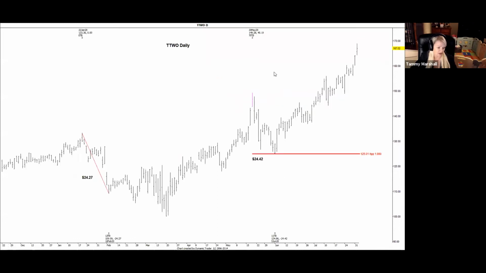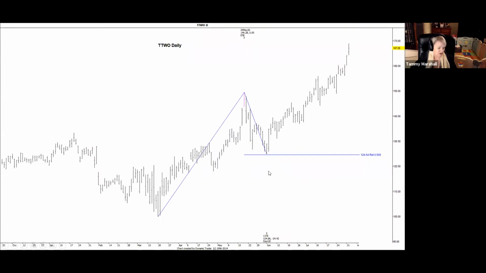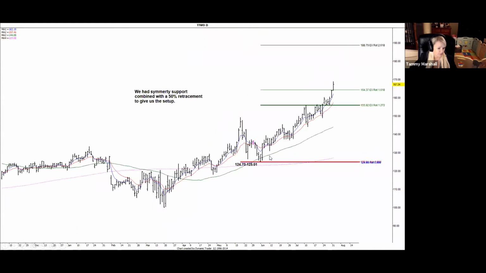Well, what we do in the Fibonacci room is we take swings and we compare them. So I took this swing back here of $24.27. I did that high to that low to this high, and it gave me that symmetrical support you see there at 125.01. Then, like we were talking about earlier about retracements, I took a low to a high to get a 50% retracement. So then I get my setup zone, 124.70 to 125.01. This is what I was talking about, setup, and we'll go over a trigger later. Setup plus trigger equals trade entry, and then you manage.